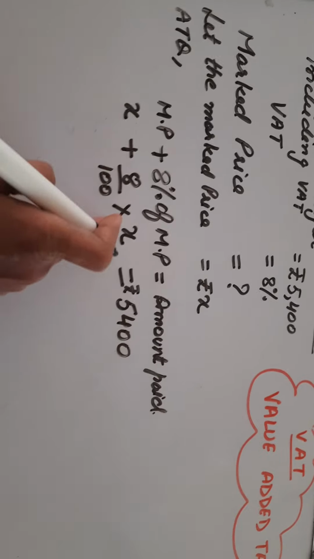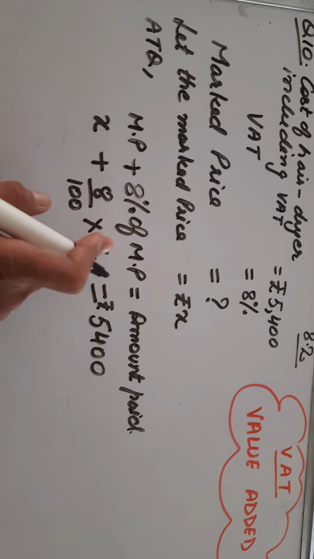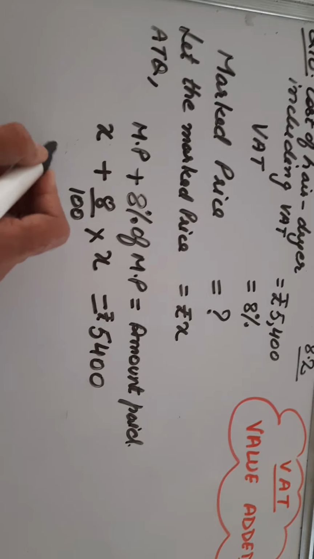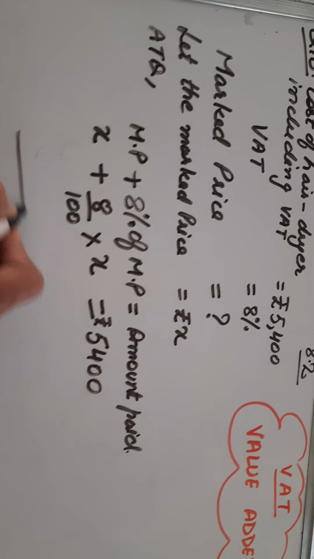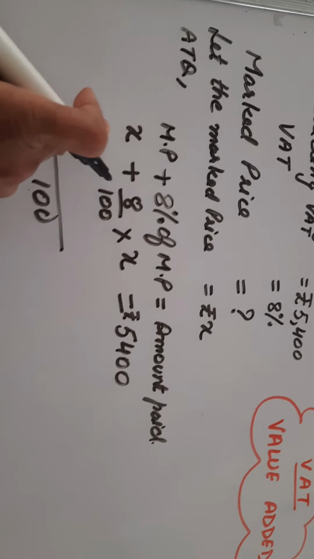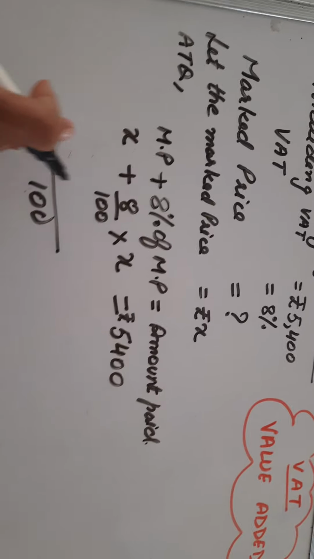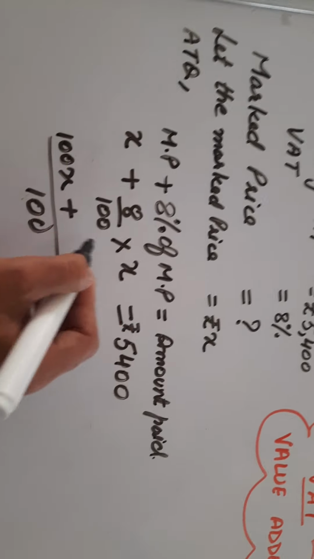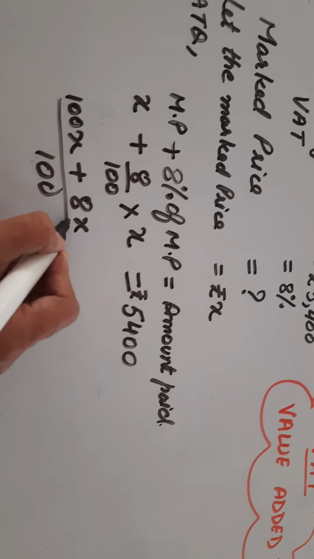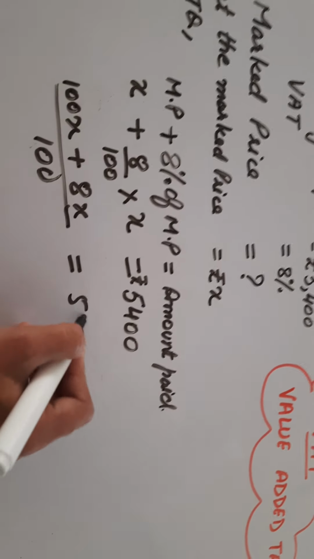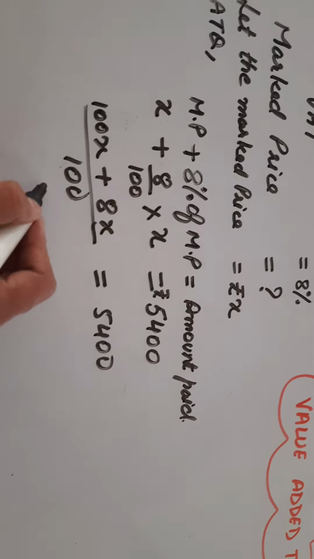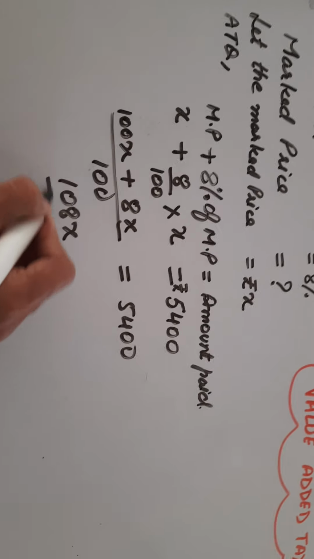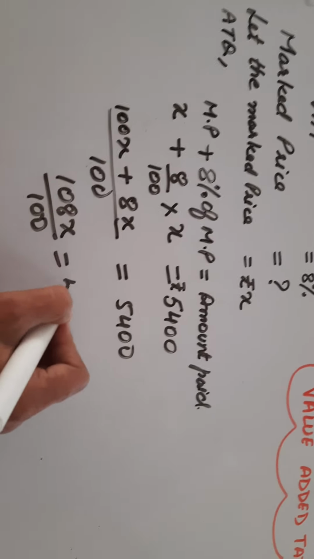Both the like terms are there, so we will add them by taking the LCM. So 100 is the LCM. Here 100 is not there, 1 is there, 100 is 100. So 100x plus 8 into x is 8x is equal to 5400. So this is 108x upon 100 is equal to 5400.